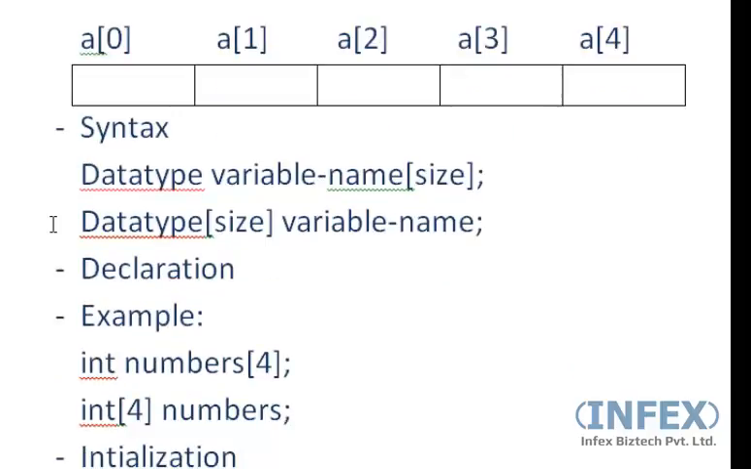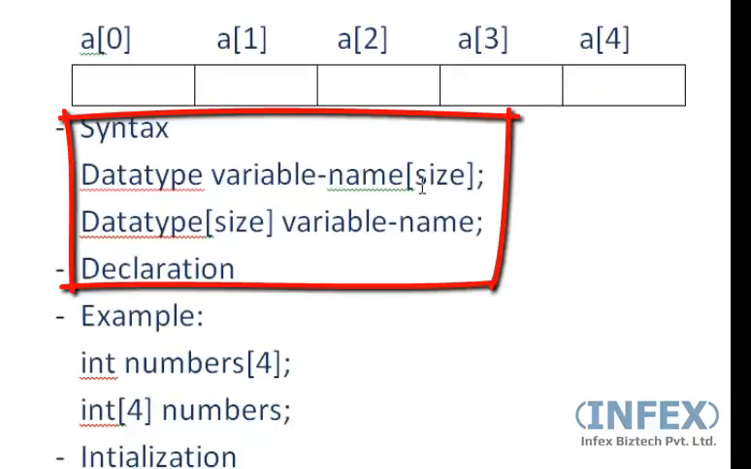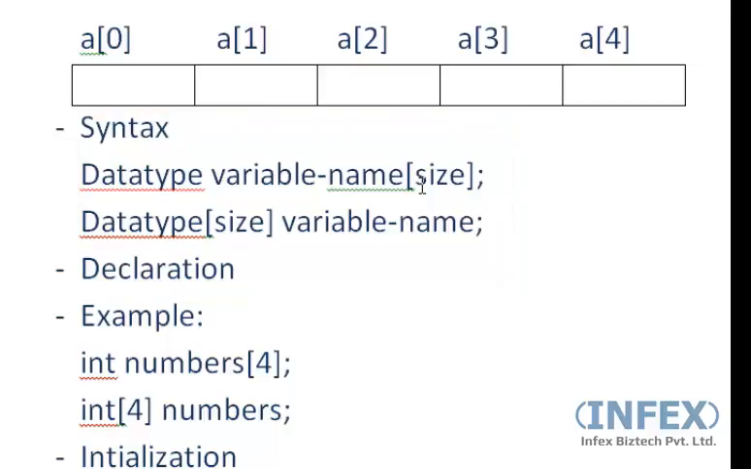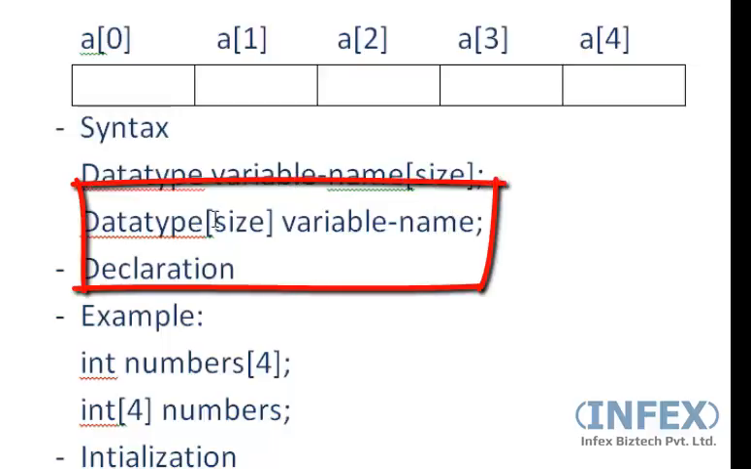Syntax of one-dimensional array: data type, variable name, size in square brackets. Here data type is the type of array, variable name refers to the name of the array, and size refers to the total number of elements in the array. We can also write the syntax like this: data type, size, variable name.